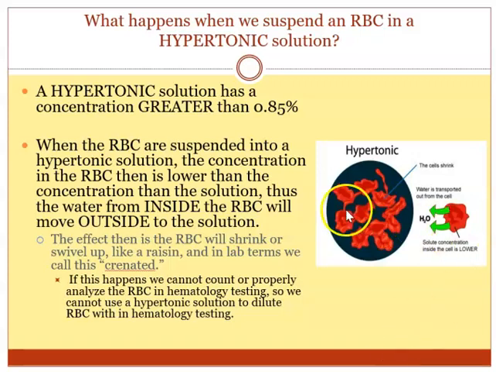And if you look over here, you can see these little red blood cells were placed in a hypertonic solution, so they're all shriveled up or crenated, where all of their water, or most of their water inside the cell, has flowed out into the solution.